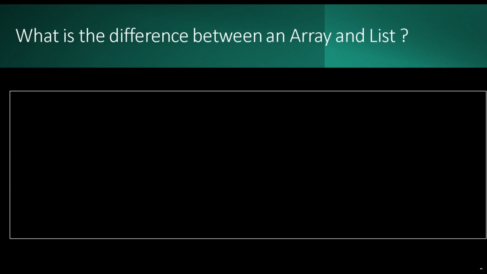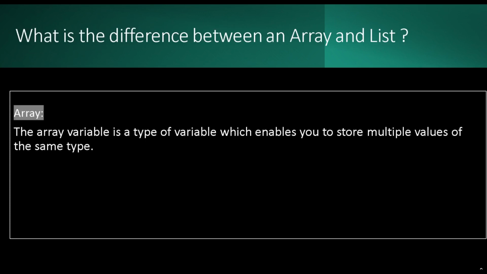What is the difference between an array and a list? So what is an array? The array variable is a type of variable which enables you to store multiple values of the same type. So suppose you are trying to create a string array, it can store only string values, or if you are going to create an integer array, it can store only integer values. Okay, so a combination of different data types is not allowed in arrays.